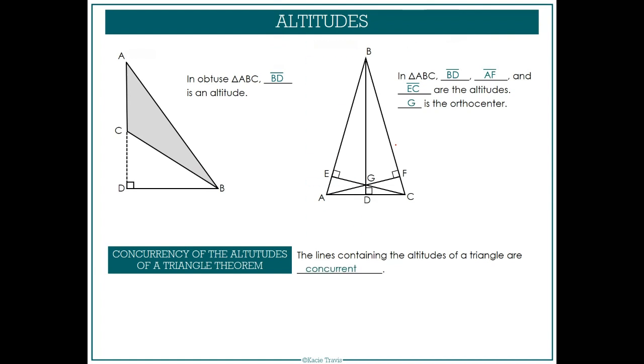Now, the lines containing the altitudes in a triangle are concurrent. So BD, AF, and EC are the altitudes, G is the orthocenter. Now, there's no big math formula that we need to know from this. It's just important to know that even though this line here is going to be meeting BD at a right angle, that doesn't necessarily make this a bisector. It just means that these two lines are perpendicular to each other. That's important for us to know, that these two meet at a right angle.